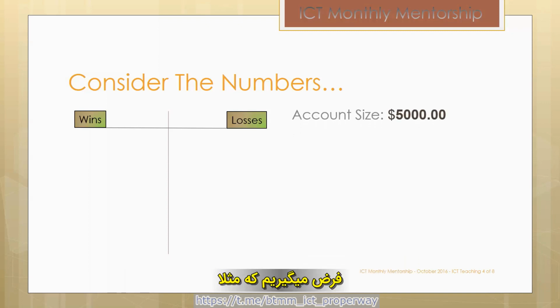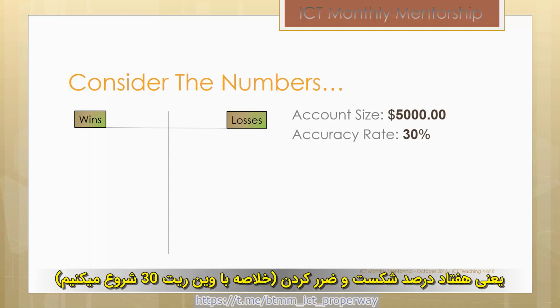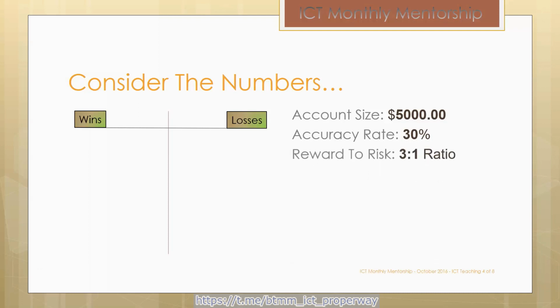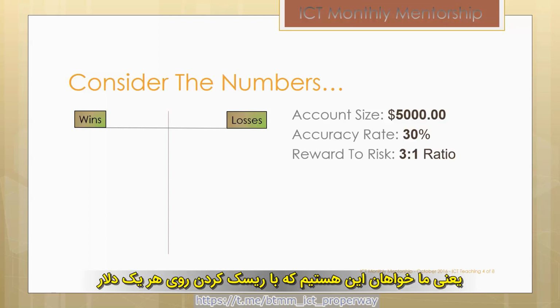We're going to assume that we're using a hypothetical account size of $5,000. And we're going to start with a low accuracy rate of 30%. That means that you're losing 70% of the time. We're going to be looking for trades that are a reward to risk ratio of 3 to 1. That means we're hoping to make, or willing to hold on to a trade to pay out, $3 gained for every $1 that we risk.